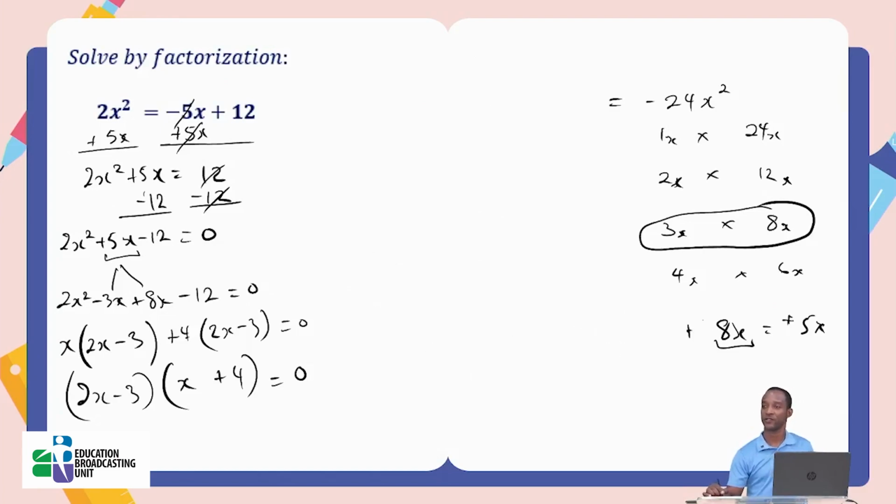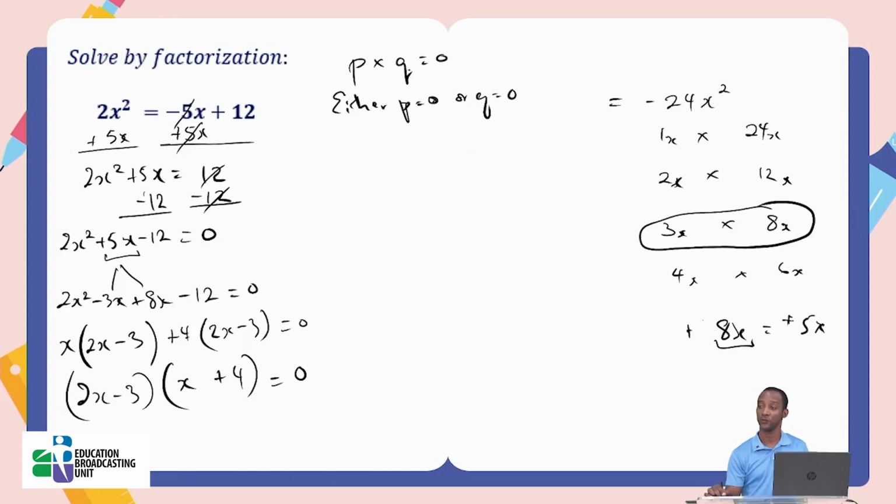Okay, so let's write it on the top, two quantities. We have 2x minus 3 being multiplied by x plus 4. Now you know that when you have two quantities, let's say a quantity p times a quantity q gives us 0, what do you think one of those values is? If p times q gives us 0, it means what? Either p is equal to 0, or q is equal to 0.